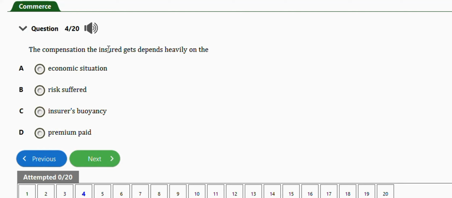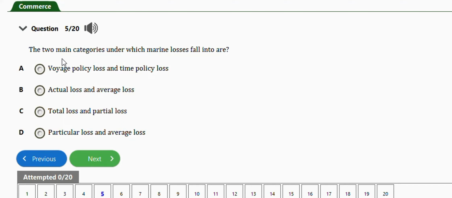Okay, the next question is this one. It says, the compensation the insured gets depends heavily on the real economic situation which suffered, insurance buoyancy, premium paid. The right answer is option B, which is risk suffered. Okay, next question is this one. It says, the two main categories under which marine losses fall into are: royal voyage policy loss and time policy loss, actual loss and average loss, total loss and partial loss, particular loss and average loss. The right answer is option C, which is total loss and partial loss.